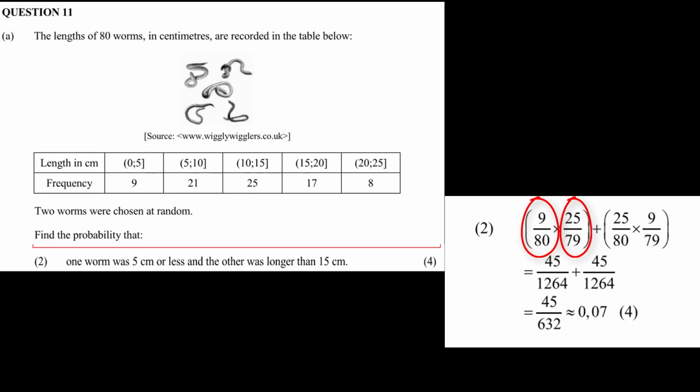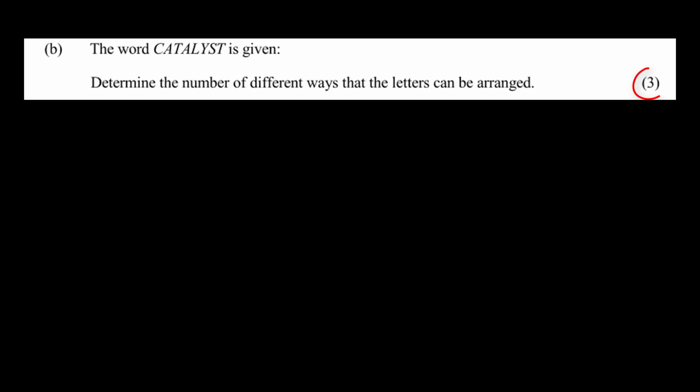Plus the probability that the first worm is greater than 15, that's 17 plus 8 over 80, and the second worm is 5 centimeters or less, which is 9 over 79. So 9 over 80 times 25 over 79 plus 25 over 80 times 9 over 79. Do the arithmetic and you get 45 over 632, or approximately 0.07. Question 11B. This is for 3 marks, so it's a straightforward combination question.